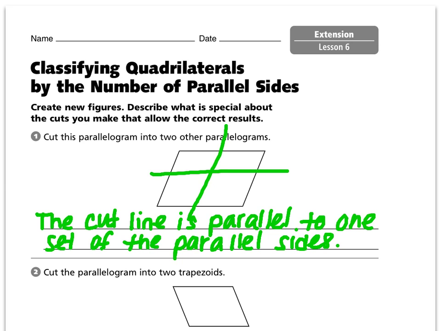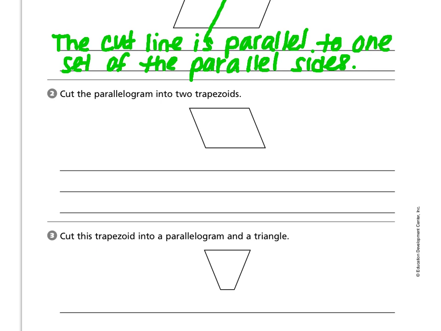Let's move on to number 2. Cut the parallelogram into two trapezoids. So you first need to know what a trapezoid is, and then you can cut. So I am going to cut probably right here. If I have a straight line going across, I still have a trapezoid.